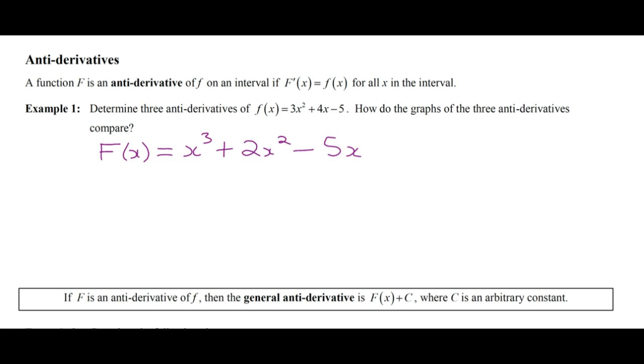The same thing, plus 10. Or the same thing, plus 6, or minus 10.